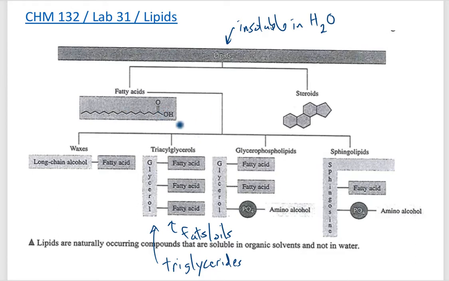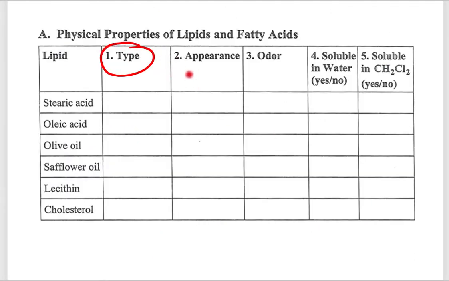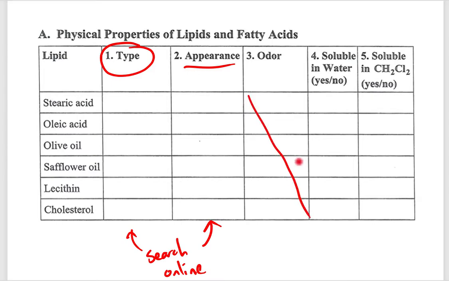Lipids are composed of a fairly diverse group of molecules. And these terms here are the different types of lipids. The reason I mention these is because that's what you see as type in this first column in part A. If you're uncertain about what each of these types are, then just search online for it. I think you can probably also find the appearance online. Odor, honestly, I don't know how well you can find those. Don't worry about the odor.